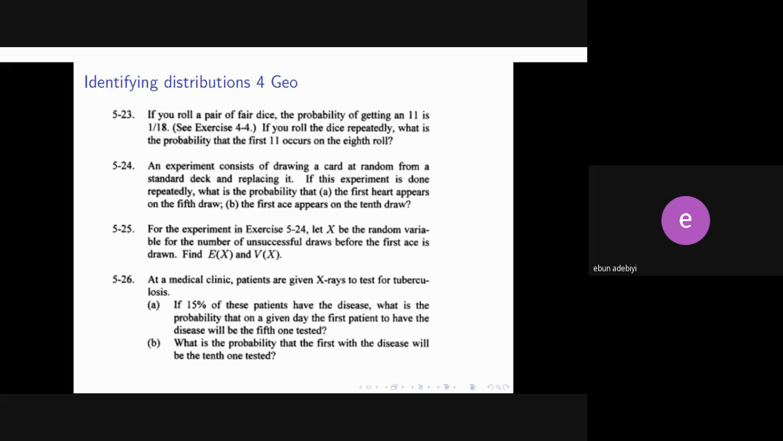Sorry, can you repeat that? Because I thought I was in line with Mr. Kainde's view. So you said what? If you roll a pair of fair dice, a pair making 2 dice, and we're interested in probability of success, which is 1 over 18, but that success is getting an 11.